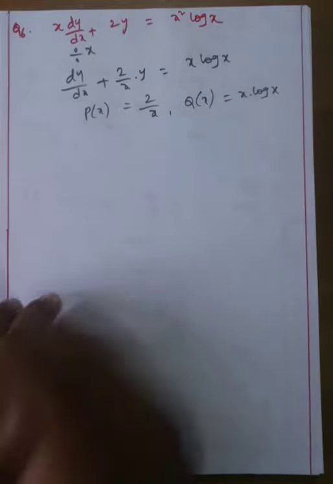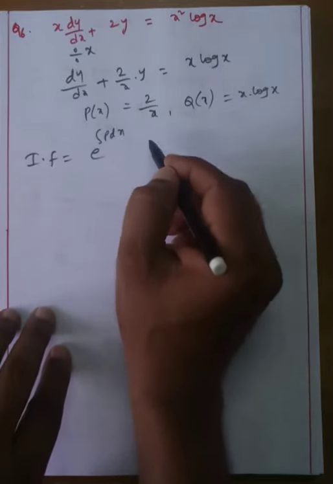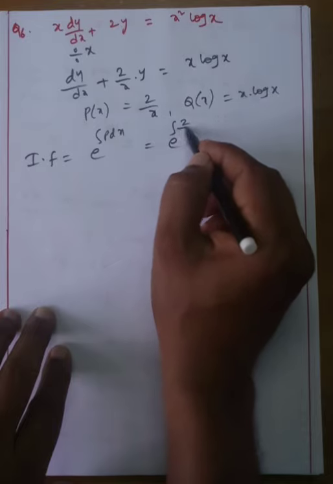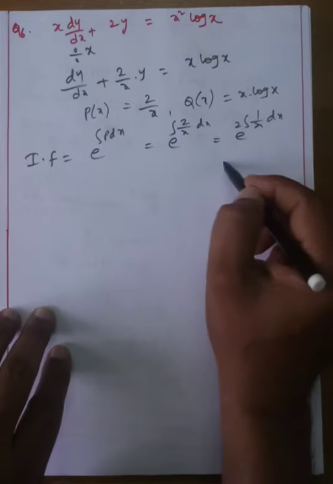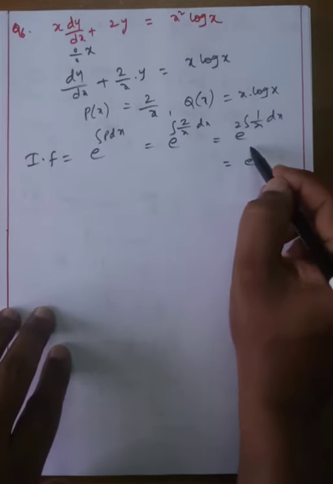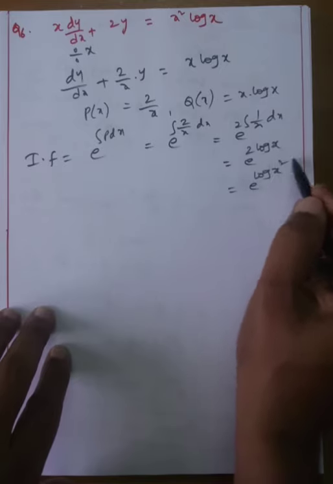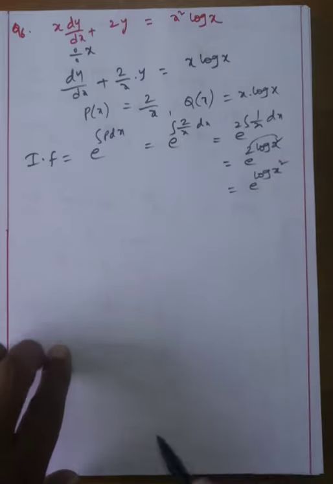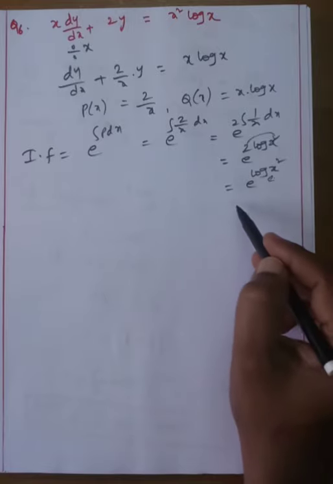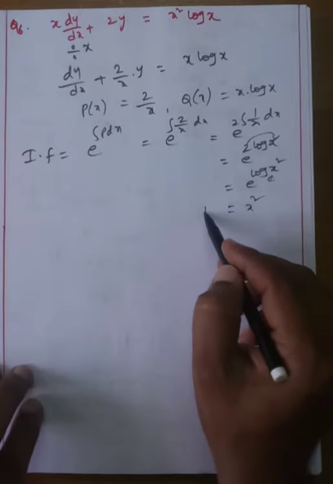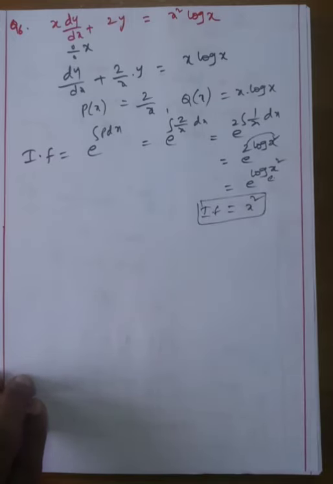Now the integrating factor is equal to e power integral of p dx, that is e power integral of 2 by x dx, which is e power 2 log x. That is equal to e power log x square, by the rule m log a equals log a to the power of m. The base is also e, so the base cancels and the answer is x. Now the integrating factor is x. Now we will write the general solution, my dear students.